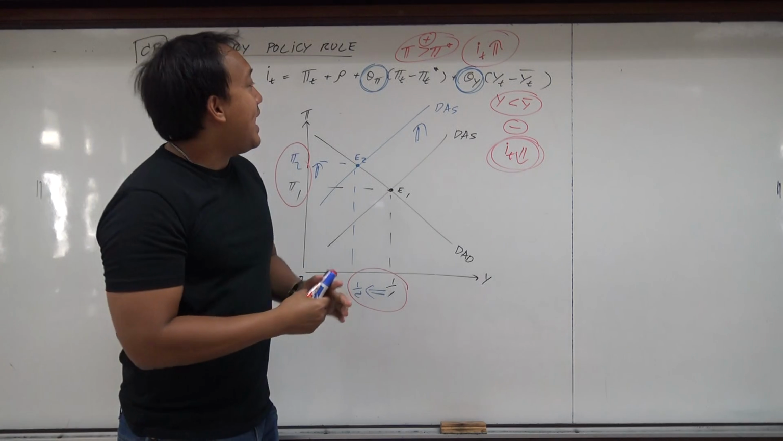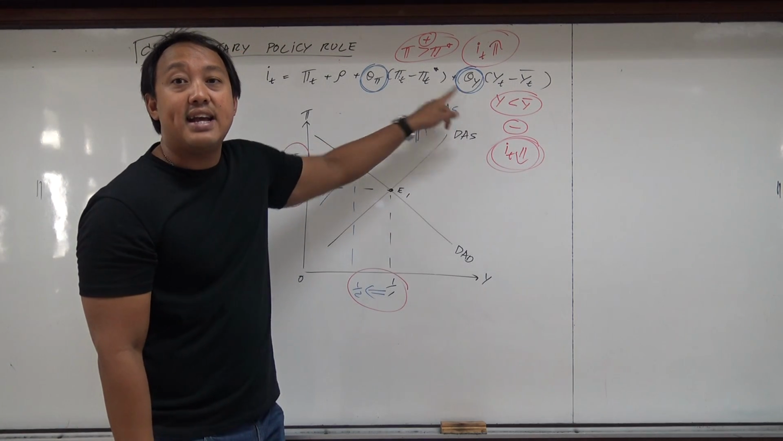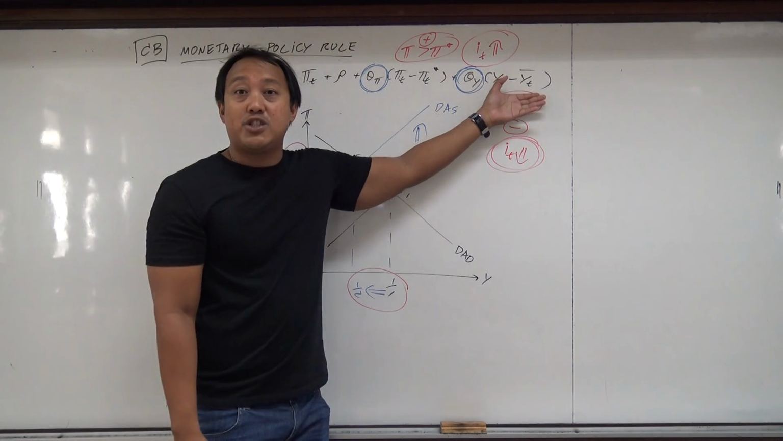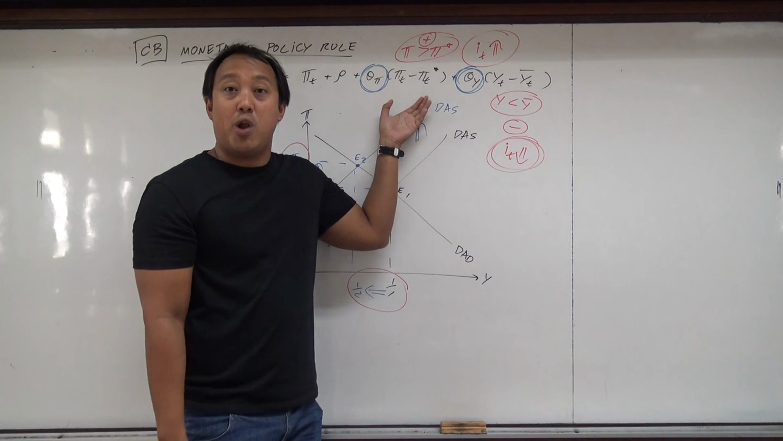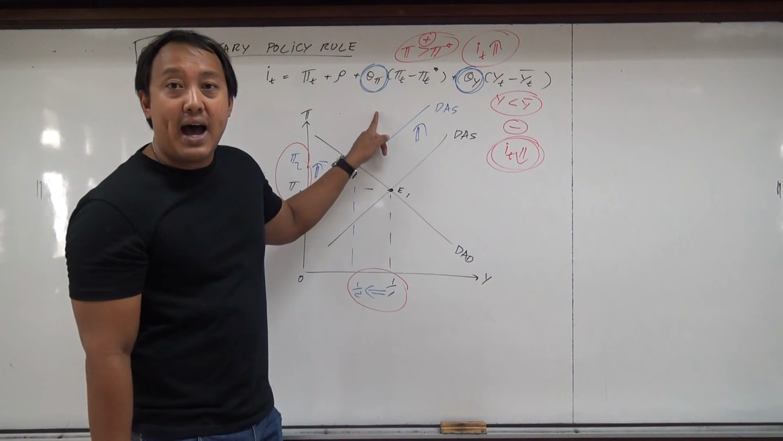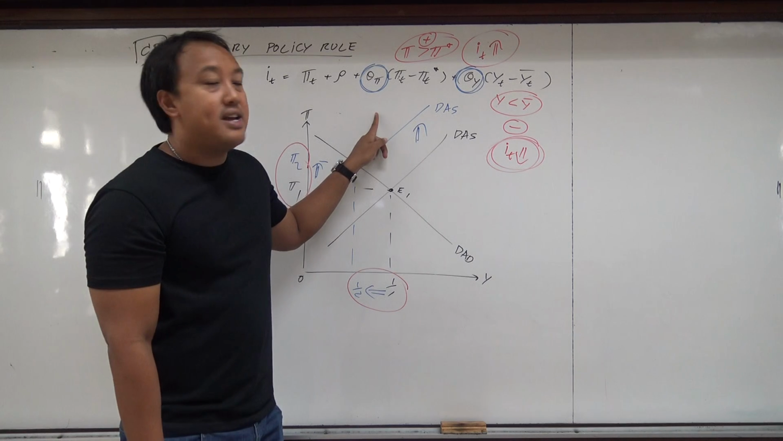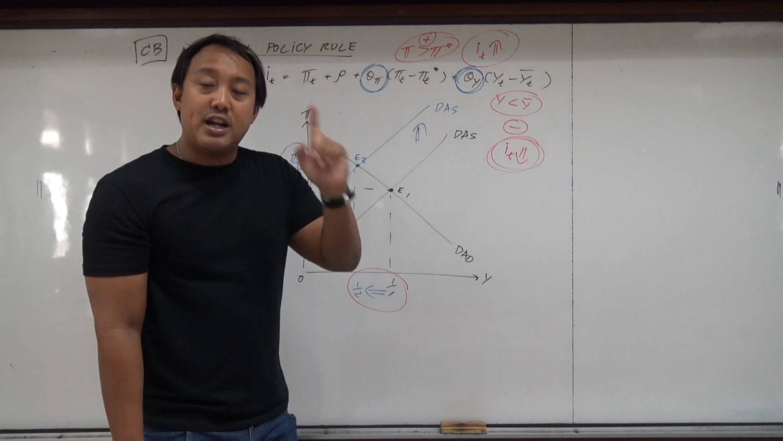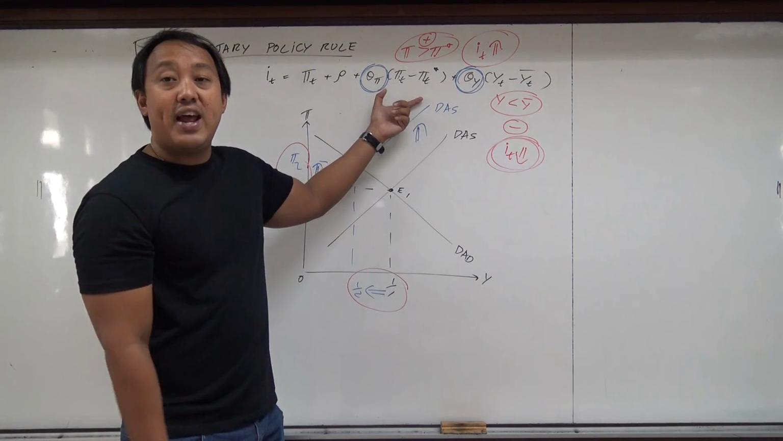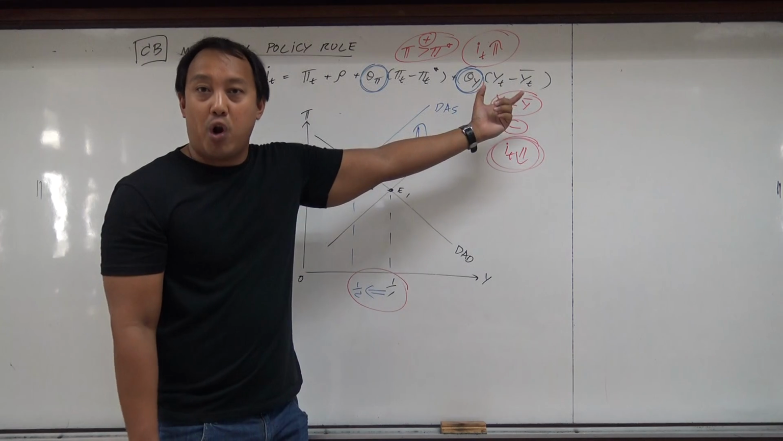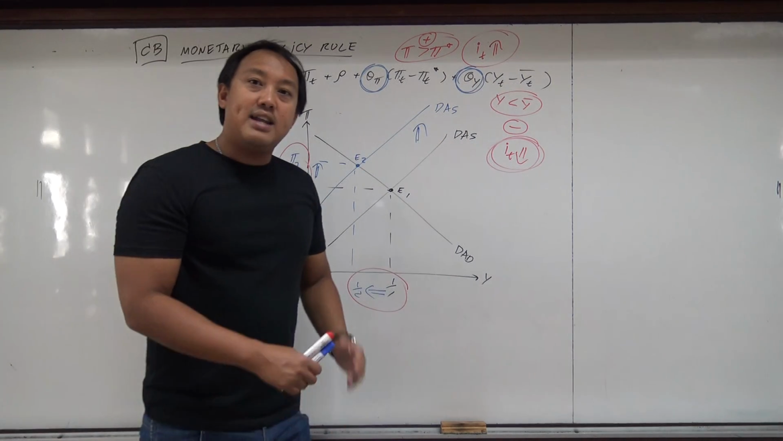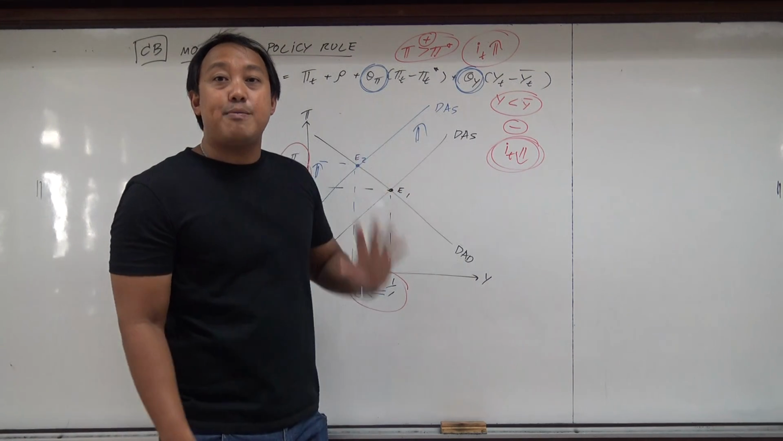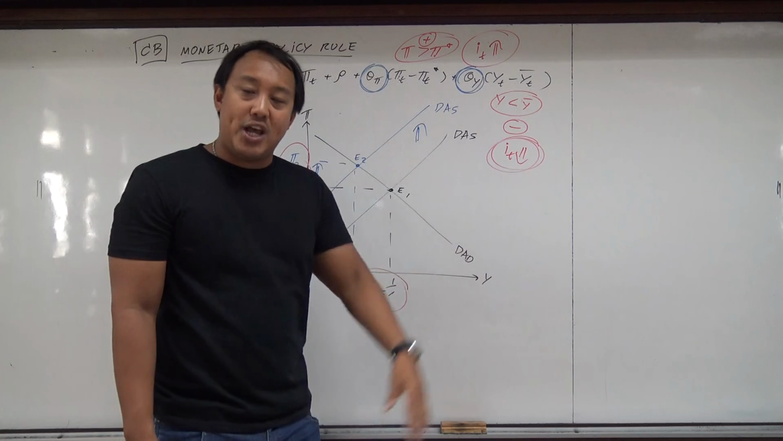Okay, if the value of theta y is higher than theta pi, it means that the central bank of that country cares about the economic slowdown problem more than the inflation problem. On the other hand, if the value of theta pi is higher than the value of theta y, it means that the central bank of that country cares about the inflation problem more than the economic problem. So the central bank of each country cares about this thing or that thing. It depends on the value of theta y and theta pi.